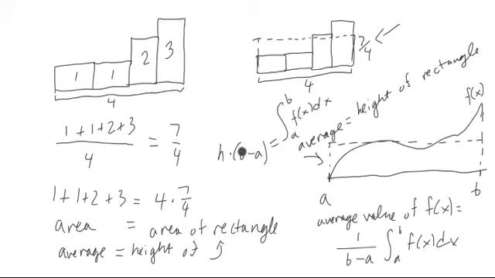All right. Now h, remember, that's the average. That's the height of the rectangle. So if we just divided both sides by b minus a, we'd get the average. Hence, we have this idea: find the area, divide by the width to get the height. And there we have it.